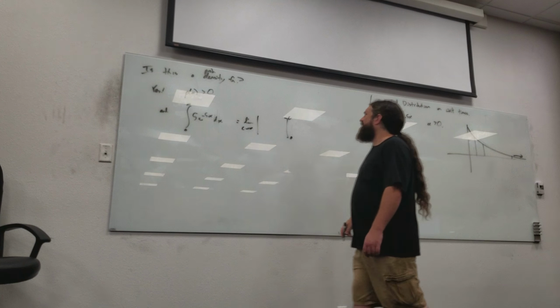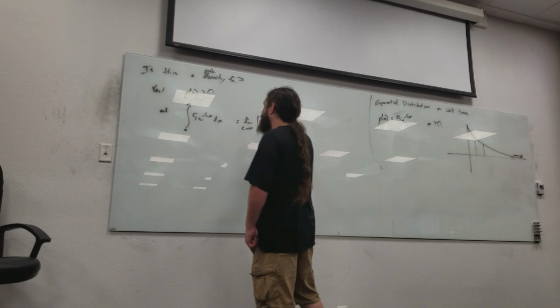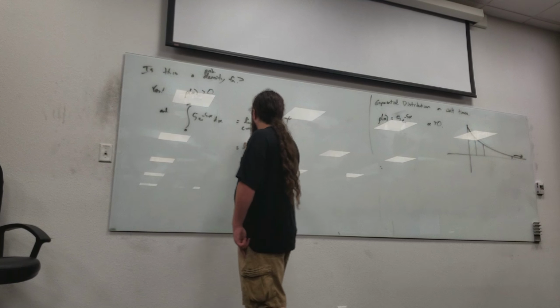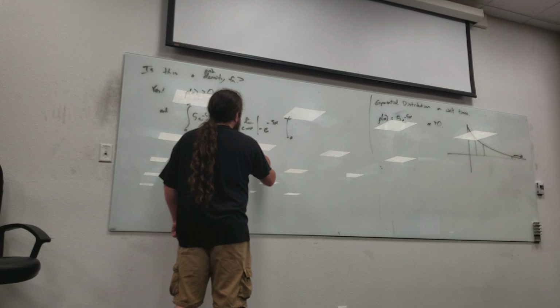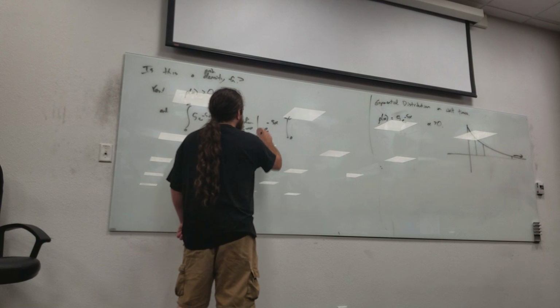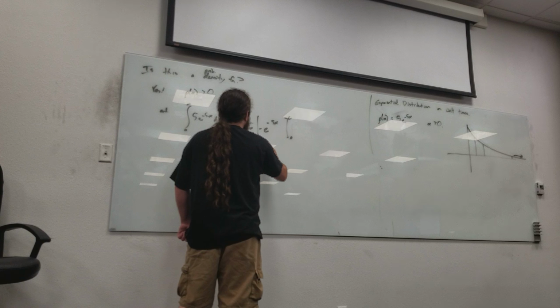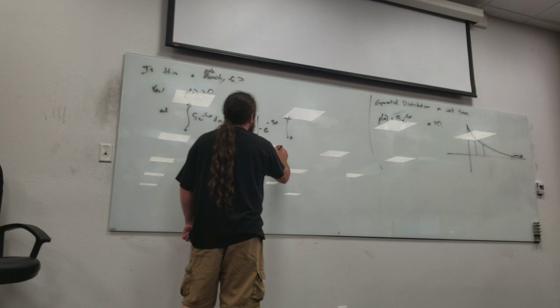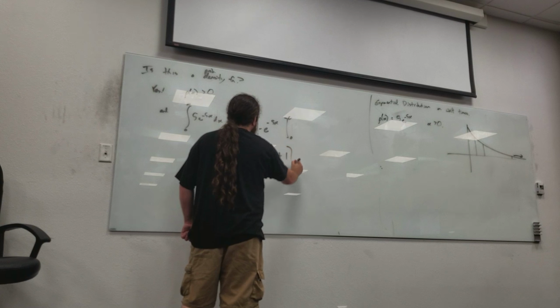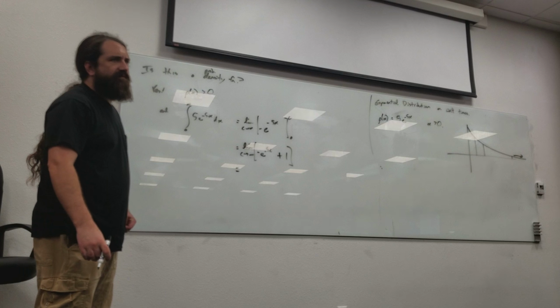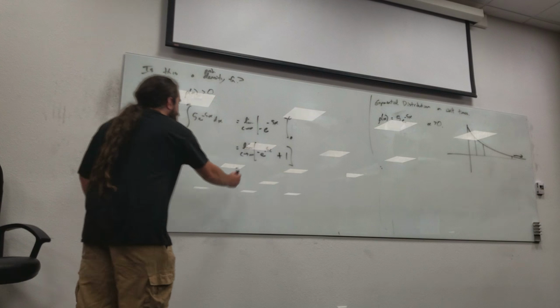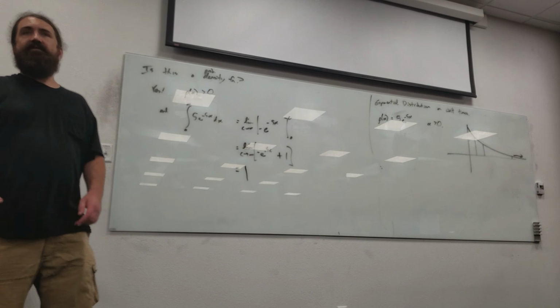5e to the negative 5x just integrates to negative e to the negative 5x. So I've got the limit as c goes to infinity of, let's see, negative e to the negative 5c plus 1. Oh, and what does this do as c goes to infinity? First term goes to 0, so the whole thing ends up going to 1. So it does actually have a total mass of 1.